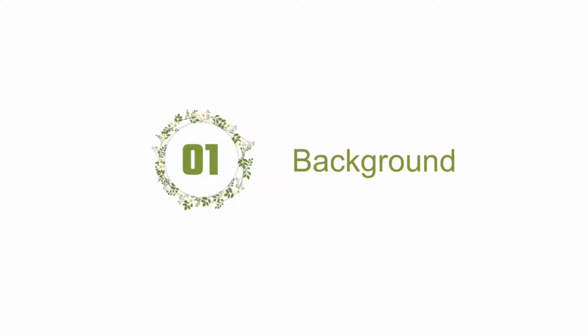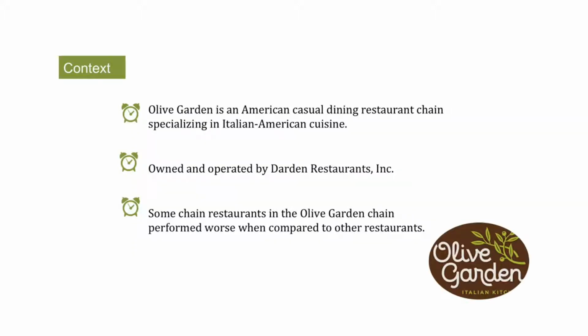First, let me introduce some background of Olive Garden Restaurant. Olive Garden is part of the Darden family of restaurants, and it is an American casual dining restaurant chain specializing in Italian-American cuisine. The goal of this project is to perform a store comparisons analysis to uncover drivers that could explain why some restaurants in the Olive Garden chain performed worse when compared to other restaurants in the chain.